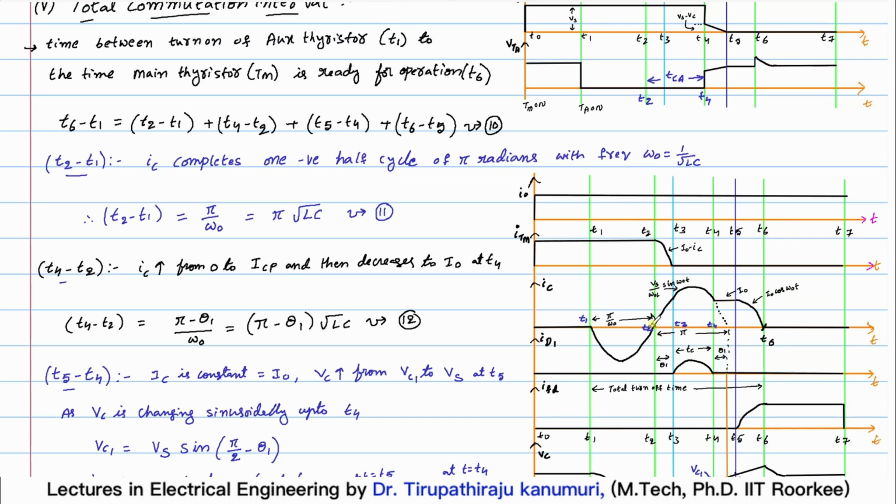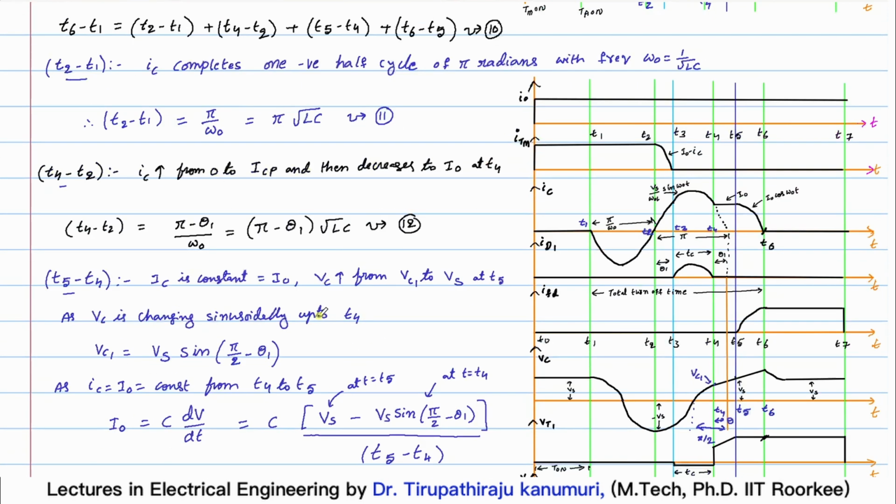So I have to calculate T4 minus T2. This is the sine wave. Total duration is pi. Out of pi it is conducting up to pi minus theta 1, because the remaining duration is theta 1. So the same thing I am substituting here. T4 minus T2 is pi minus theta 1 divided by omega naught. That gives the time. Omega naught is equal to 1 by root LC, so this will be pi minus theta 1 into root LC.